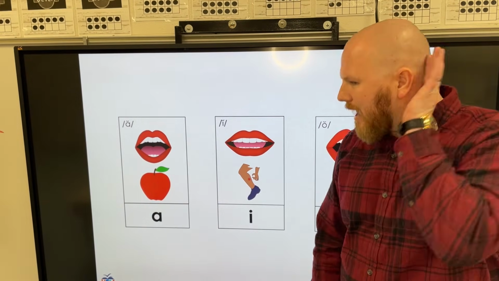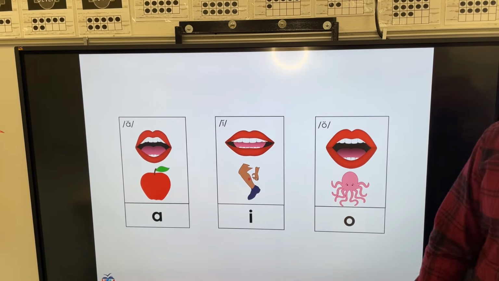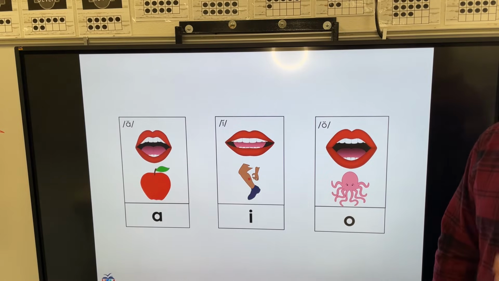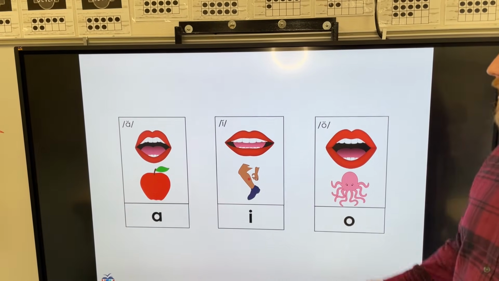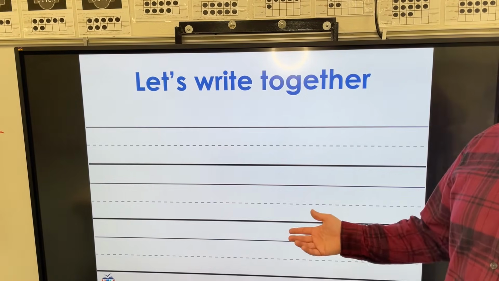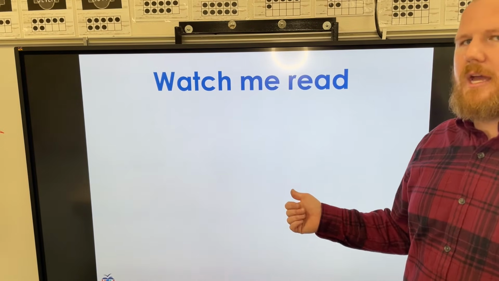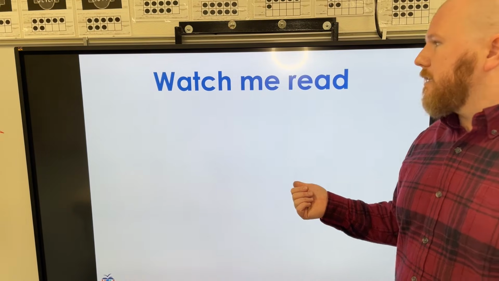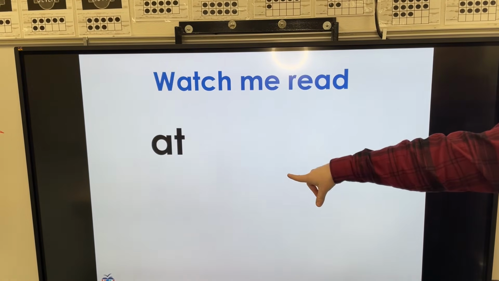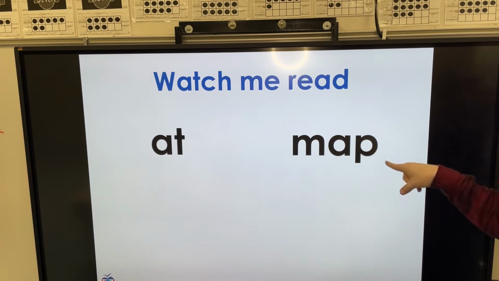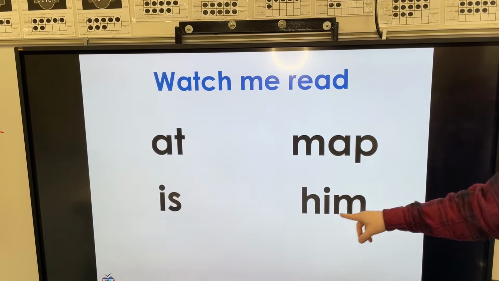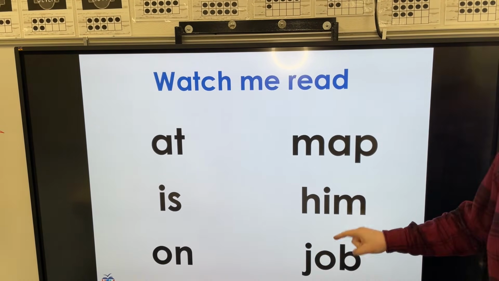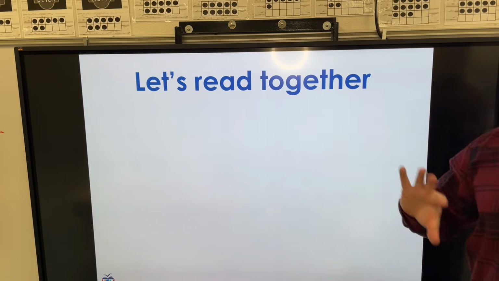A says "ah," I says "ih," O says "ah." All right, very good. That takes us to the very end. If you want to practice writing words that have CVCs, you can pause it, or you can do it in your own class, but we're going to read. So, at, map, is, him, on, job. Now, we will all read.